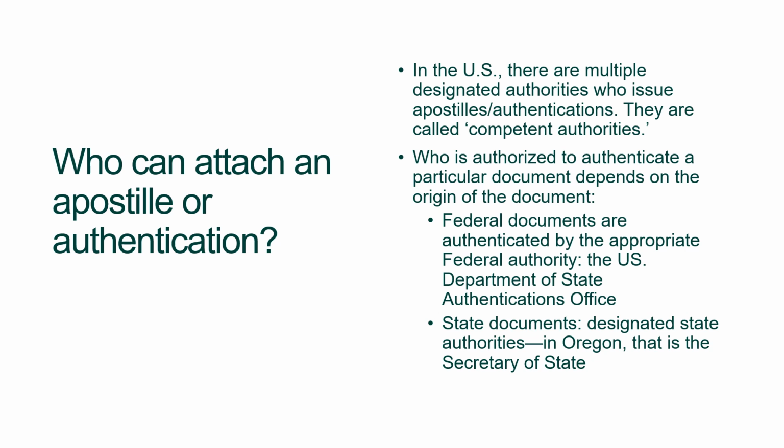Who can attach an apostille or authentication to a document? In the United States, there are multiple designated authorities who issue apostilles or authentications. They are called competent authorities. Who is authorized to authenticate a document depends on the origin of the document. For federal documents, the competent authority is the U.S. Department of State Authentications Office. In Oregon, the competent authority for state documents is the Secretary of State. While a notary may bring documents to the Secretary of State for certification as part of their service to their customers, notaries are not permitted to attach apostilles or authentications.